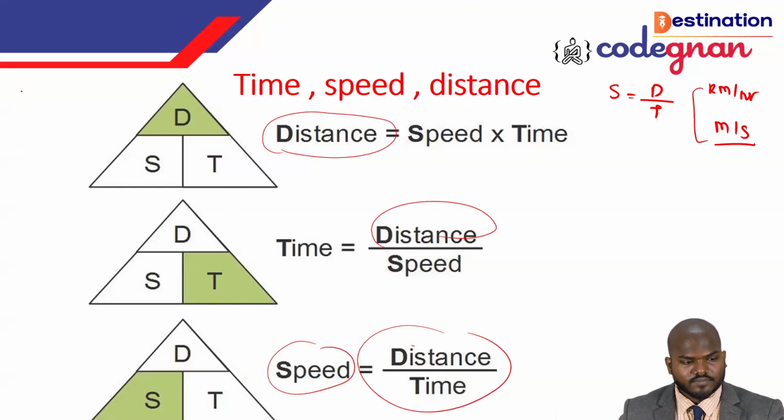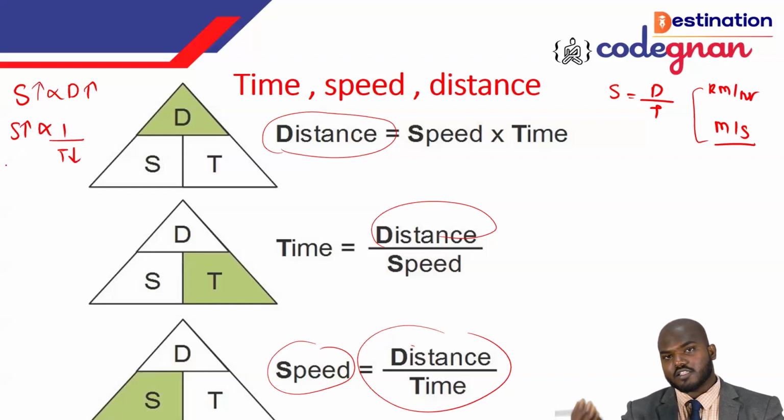Logically, if you increase the speed, the distance also increases. If you increase the speed, the time decreases. That is the logic: time is inversely proportional to speed. If the speed increases, the distance also increases, and if the speed increases, the time will decrease. Make sure you take this down very easily. It is very important, and you must learn this in a very clear way.